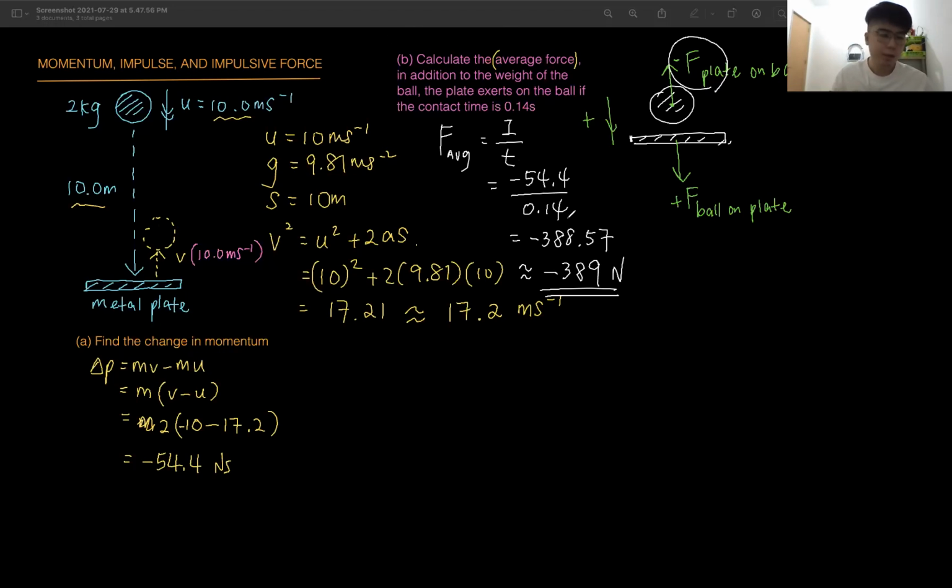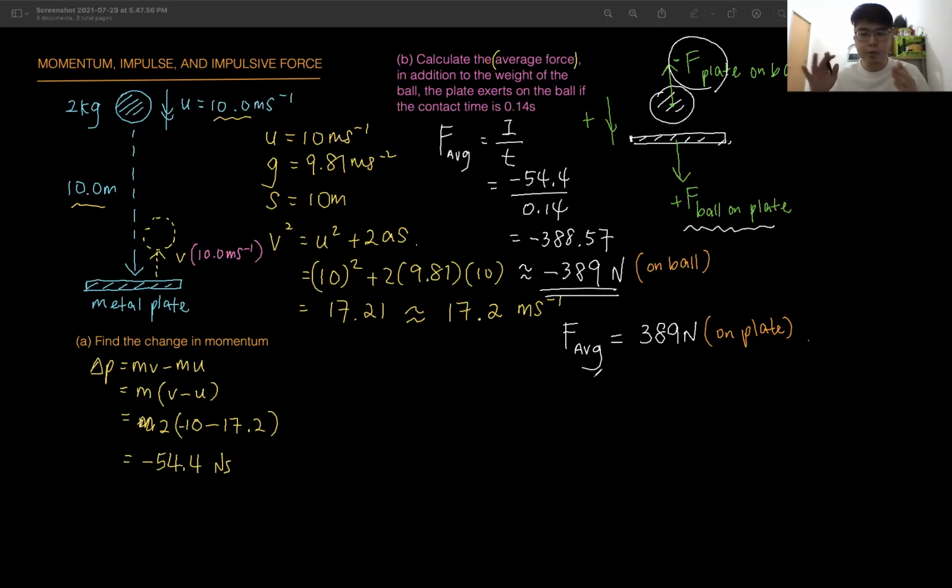If the question says what is the force acting on the wall, then F average is 389 Newton, same as this one but without the negative, because the force on the wall or on the plate is downward, which is positive. So this is on the ball, that's why it has a negative and it's upward. This is on the plate, like this.